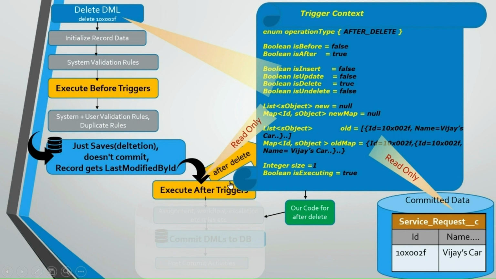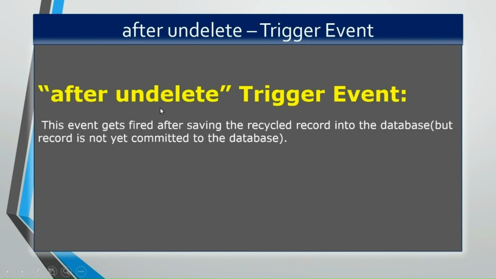Now let us see the remaining trigger event, that is after undelete. After undelete trigger event gets fired after saving the recycled record into the database. To see how Salesforce is going to populate the trigger context variable values for the after undelete trigger event, let us consider a scenario.